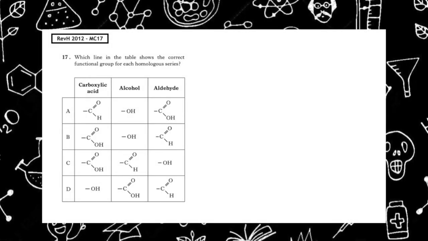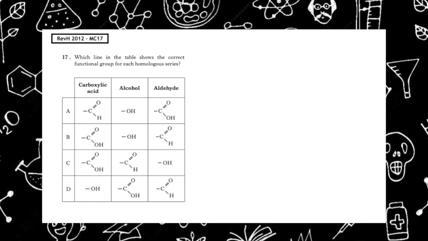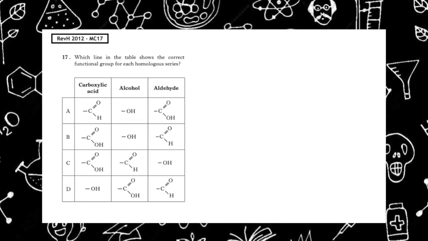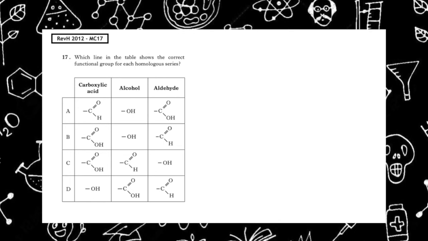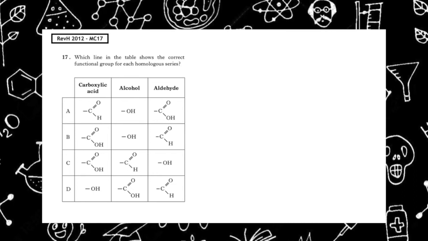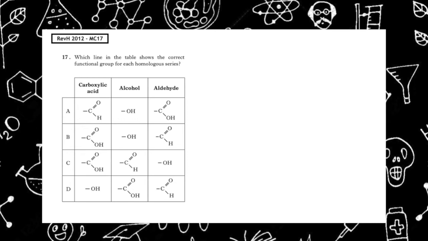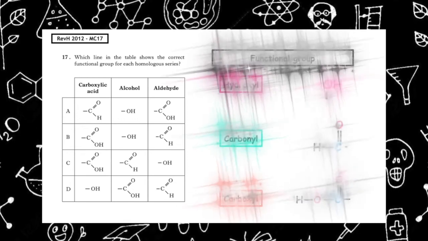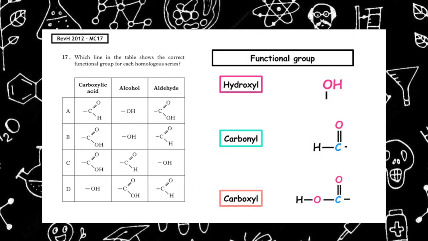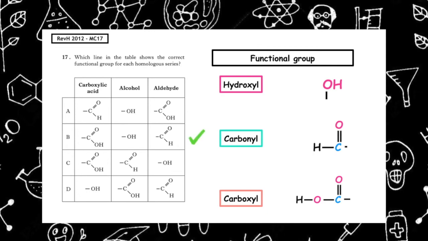This past paper question is from the Revised Higher 2012 Multiple Choice 17. Which line in the table shows the correct functional group for each homologous series? It's really important that you know the names of the families and the names of the functional groups and how they are drawn. So the correct answer to this multiple choice question is answer B.